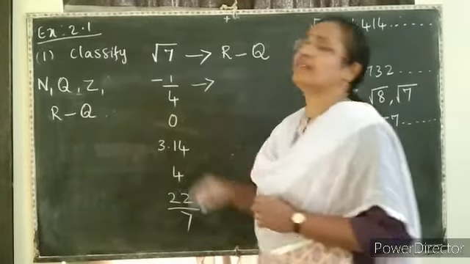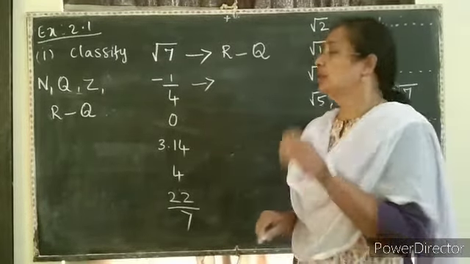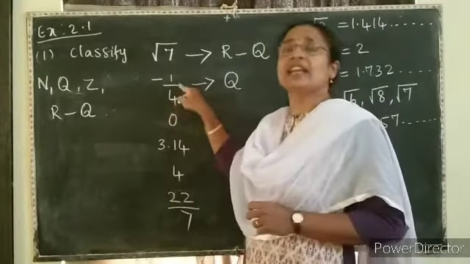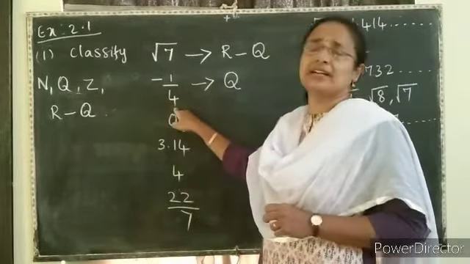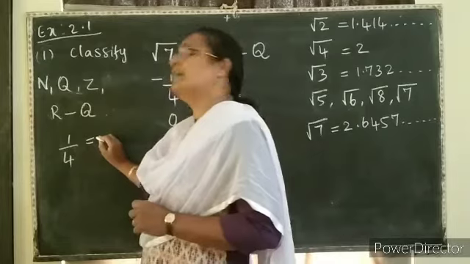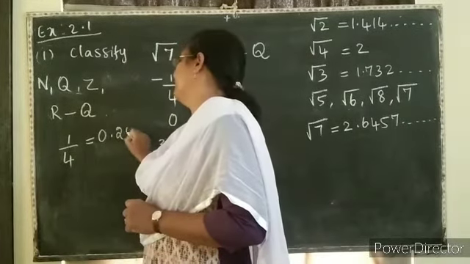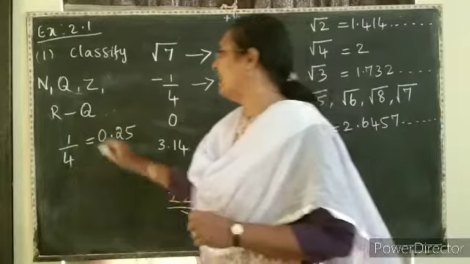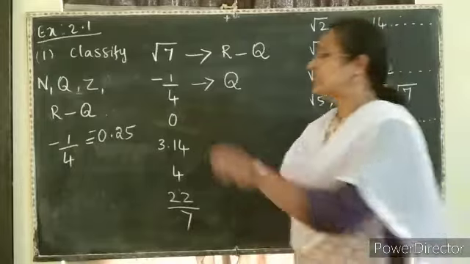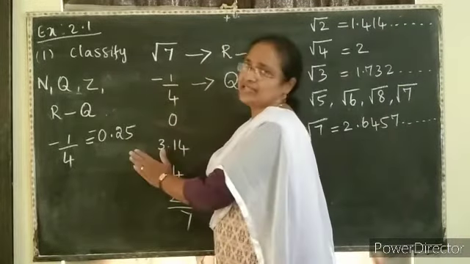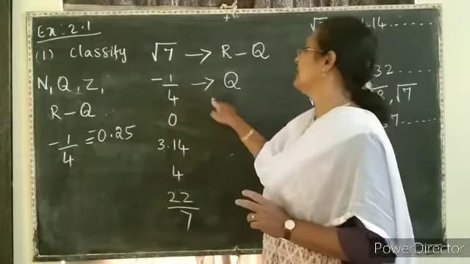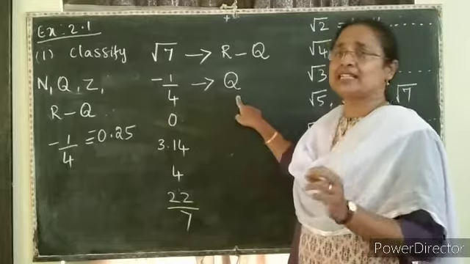Now look into this minus 1 by 4. Now this minus 1 by 4 is a rational number because we can divide and see. You divide and see 1 divided by 4, what you will get? 0.25, is that not so? Okay. Now if it is going to be a minus 1 by 4, it is minus 0.25. This is a terminating decimal. So this terminating decimal will become a rational number. So minus 1 by 4 becomes a rational number.